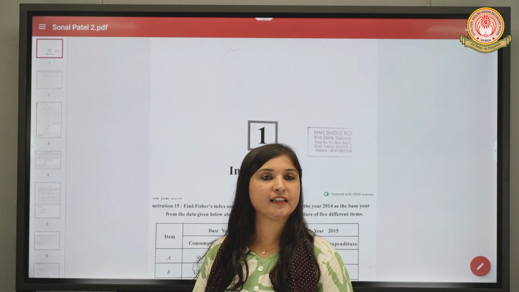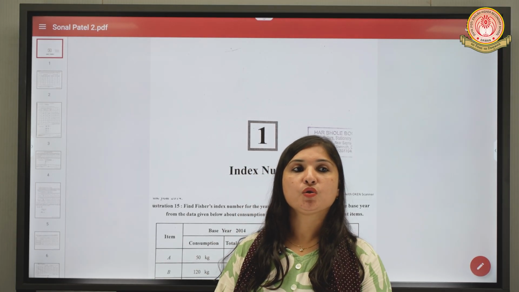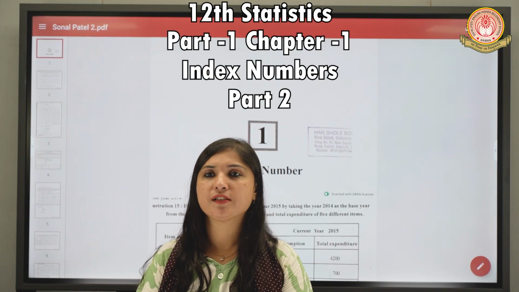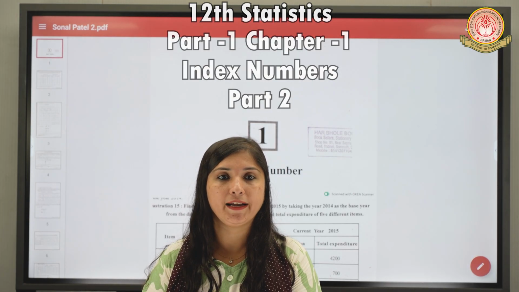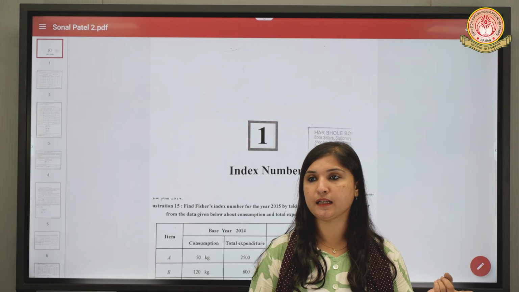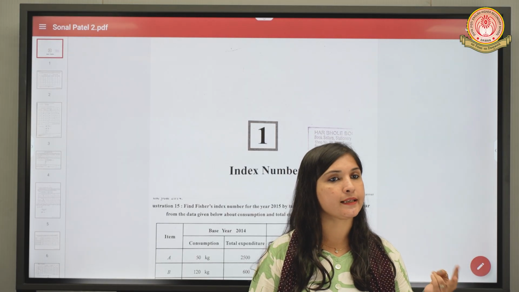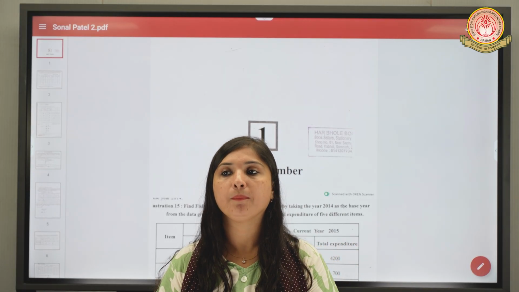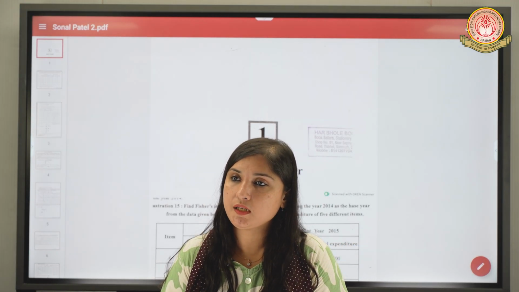Okay, so we were studying index numbers, right? So we are going to continue the chapter. The last illustration, a very important illustration we did, was the 30th illustration, right? We already found Fisher's index number, then last year's index number, past year's index number, everything was found in that last illustration. We will be continuing it, okay?